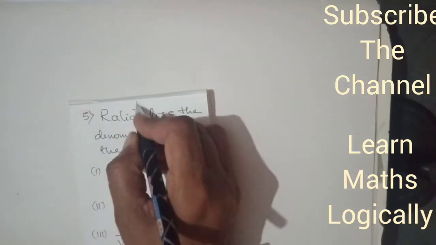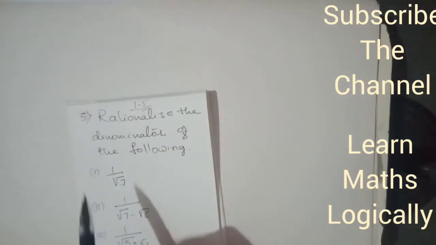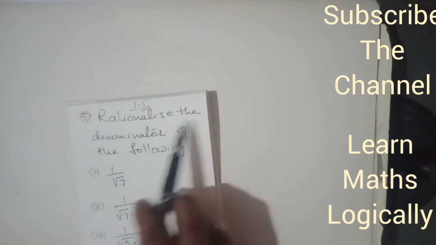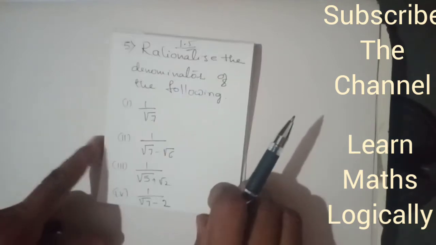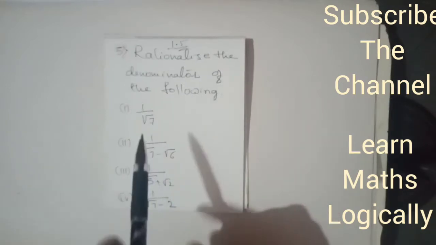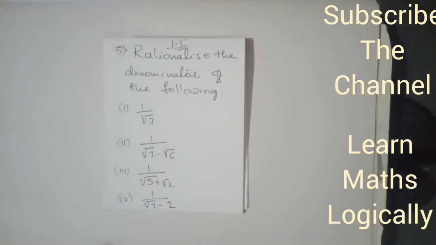Exercise 1.5 of your number system. The fifth question is very simple. Rationalize the denominator of the following. So you have four questions here. The first one is 1 upon root 7. The second one is 1 upon root 7 minus root 6. And the third one is 1 upon root 5 plus root 2. And the last one is root 7 minus 2.